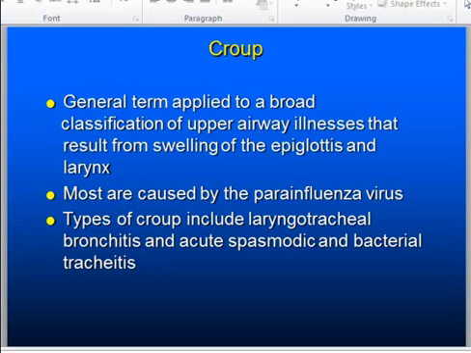Okay, now we're going to be talking about croup, which is a general term applied to a broad classification of upper airway illnesses that result from swelling of the epiglottis and the larynx. It's a group of conditions characterized by inspiratory stridor, a harsh, brassy, or croupy cough, hoarseness, and varying degrees of respiratory distress. Most of the time, it's caused by parainfluenza viruses, and the types of croup include laryngotracheal bronchitis, acute spasmodic, and bacterial tracheitis. The one that we're going to talk about, which is the most common, is laryngotracheal bronchitis.